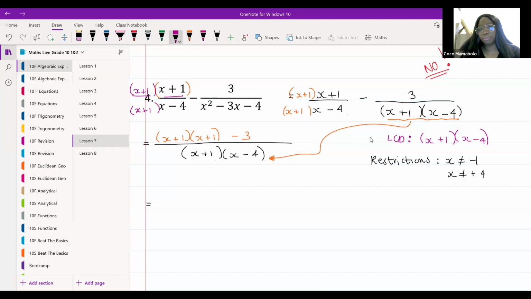So we take the numerators only? Yes, because the denominator is already written the same. Oh, okay. I didn't understand that part. Thanks. Okay, so remember, as soon as we've got a common denominator, then we can leave the denominator the same for both of them, and then we just change the top. Okay.